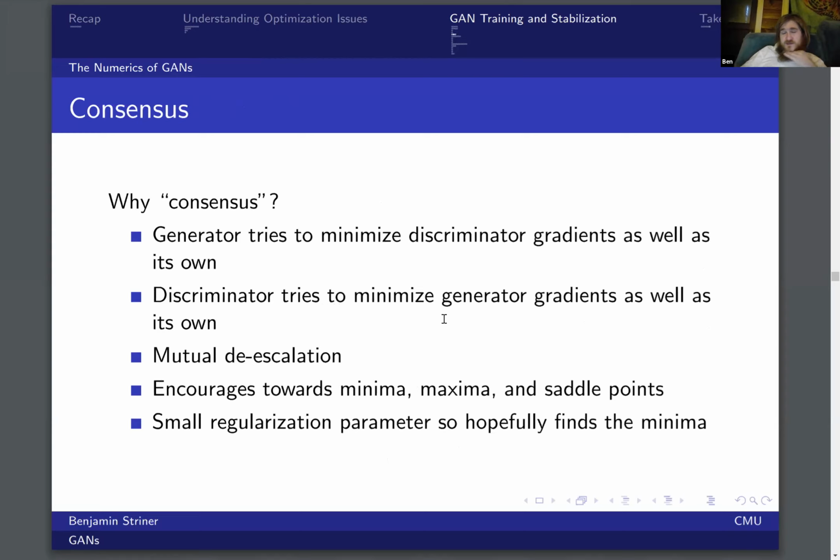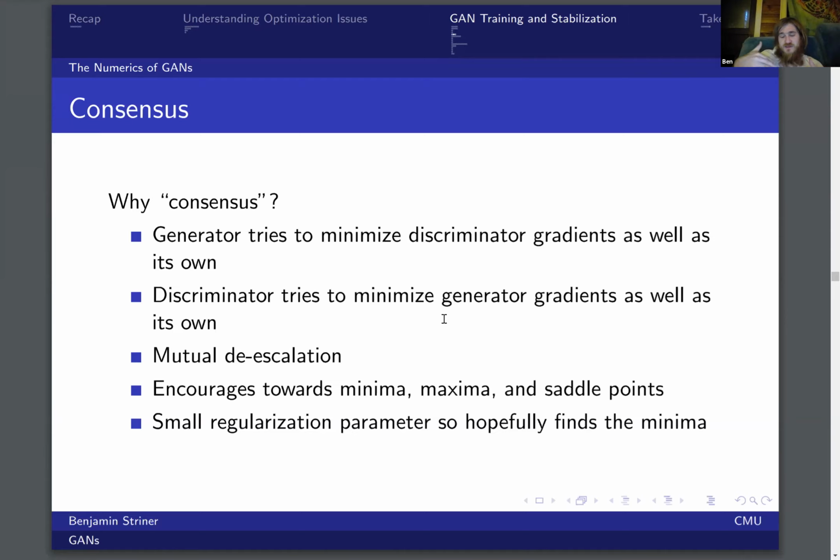And consensus optimization is a terminology that was brought in with numerics of GANs. The reason numerics of GANs is interesting is this consensus idea of trying to de-escalate. So the generator tries to do as well as it can while keeping the gradients low and not causing a lot of oscillations. The discriminator tries to do as well as it can while not causing as many oscillations. So it's kind of mutual de-escalation.